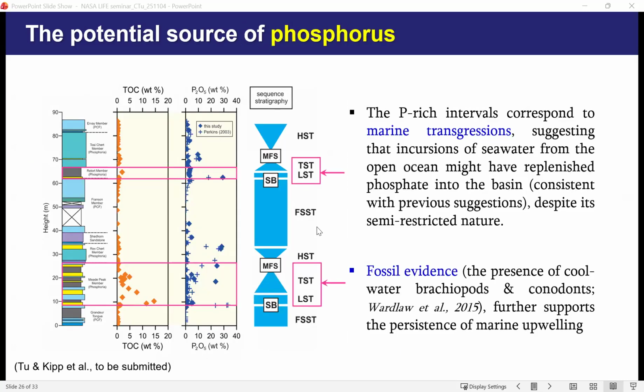Next, we consider the potential source of phosphorus to the basin. Based on the established framework of sequence stratigraphy, you can see the phosphorus-rich intervals correspond to marine transgressions, suggesting that incursions of seawater from the open ocean might have replenished phosphate into the basin. This is consistent with previous suggestions, although the basin is semi-restricted. Interestingly, fossil evidence, namely the presence of cool-water brachiopods and compounds, further supports the persistence of marine upwelling.